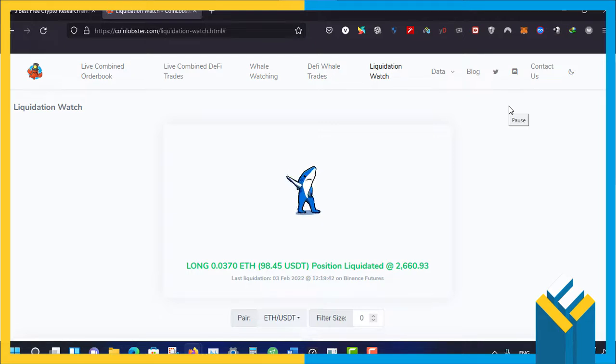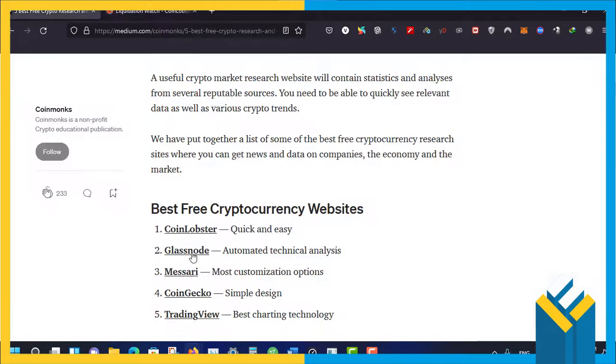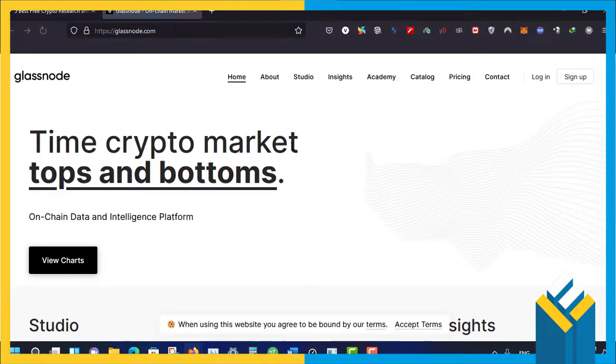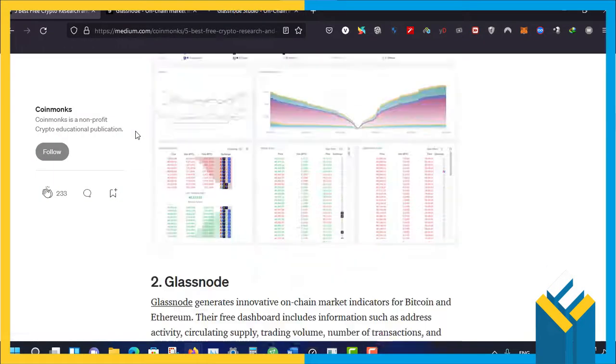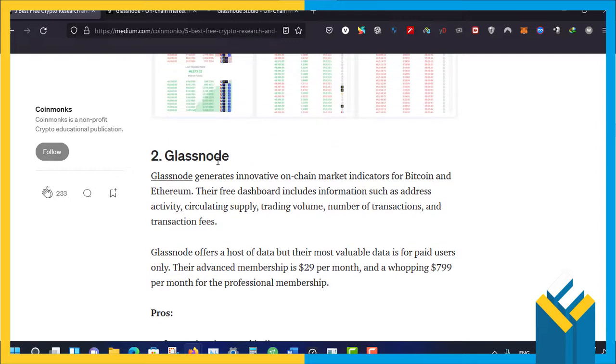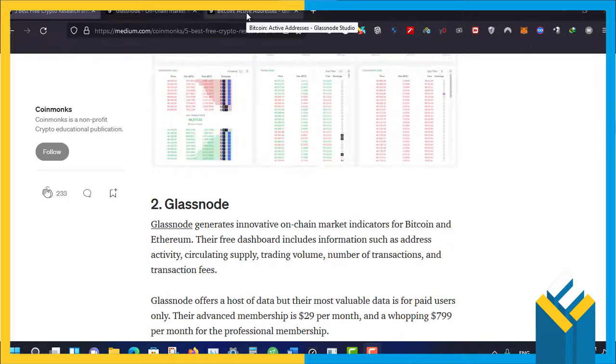The next website that we're going to check is Glassnode. Glassnode, as I have introduced in past videos, is a very useful web-based tool for good fundamental analysis studies. Here you can view the charts. About Glassnode, we should say that it's not free every time. Some of the data and charts are free, but if you pay $29 per month, or $800 per month for a professional membership, you will see many other advanced tools.